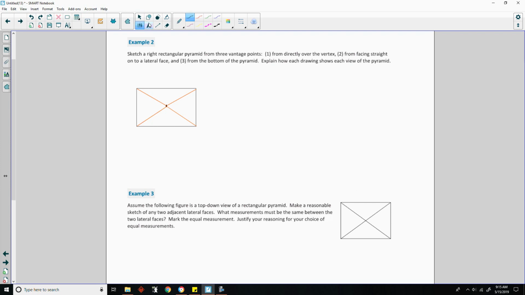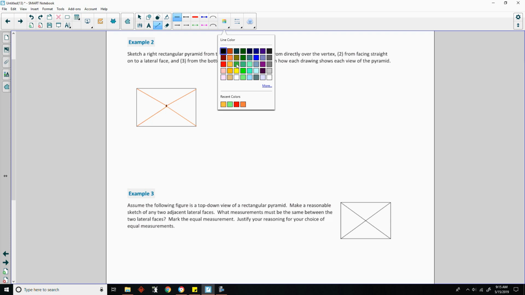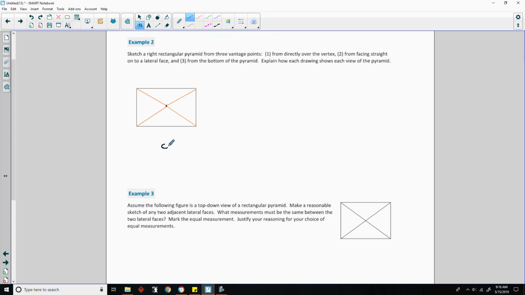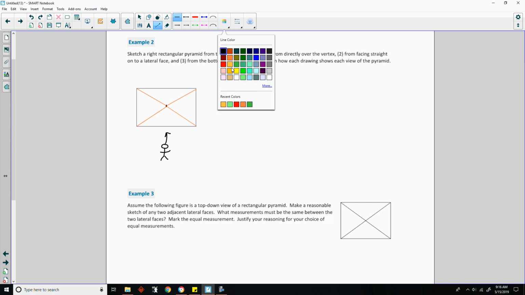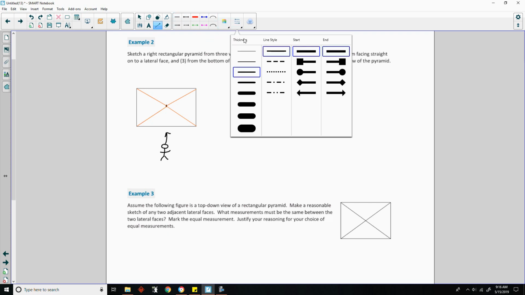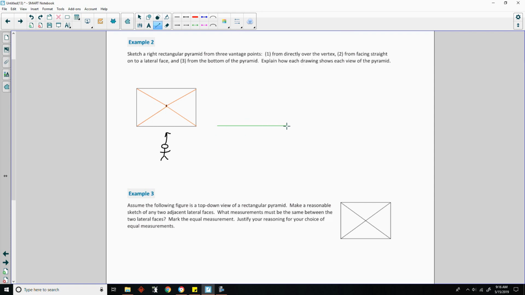Okay, example 2. I want a right rectangular pyramid. This time, I'm looking at it from directly in front, from facing straight on to the lateral face. So, I'll make this one, I don't know, green. So if I'm standing, now it'd be like this. Now I'm going to be over here, looking at it from this point of view. What would that look like to me? So here's what it would look like. Here's the front. Here would be the vertex, the top here.